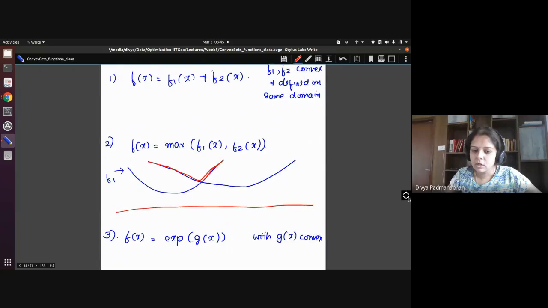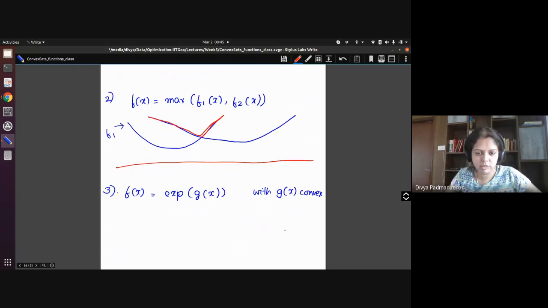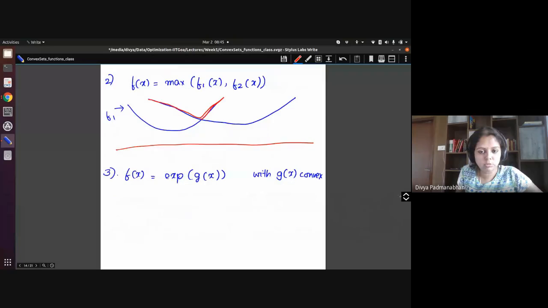And now, if you have the exponential function, if exponential of g of x with g of x as convex, this is also going to be a convex function. So maybe what we could do is, I think it follows from the second order conditions, right? So if you take f dash of x, you're going to just get what? You're going to get e power g of x times g prime, right? The first derivative.